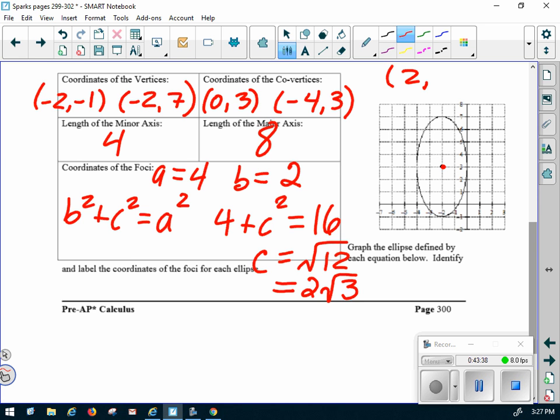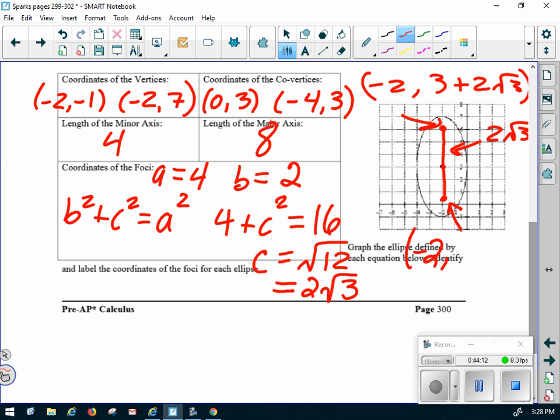The center was negative 2, 3, right? What's the distance? That's 2 root 3, right? So it's just 3 plus 12. Yes. So this one is negative 2, 3 plus 2 root 3. Leave it. And what's the other one? What's this point here? 3 minus. Negative 2, 3 minus 2 root 3.